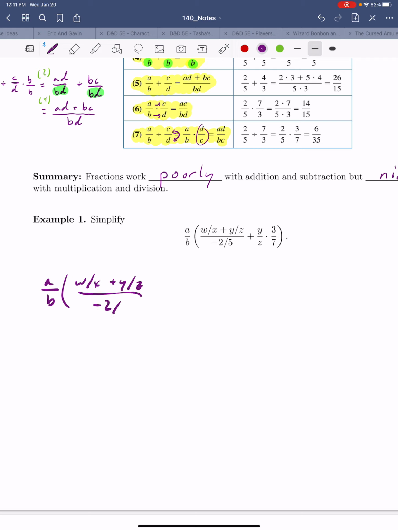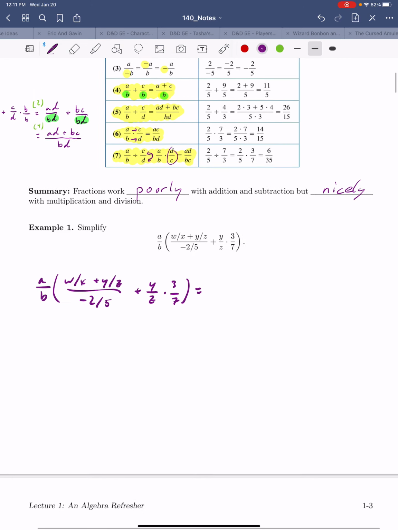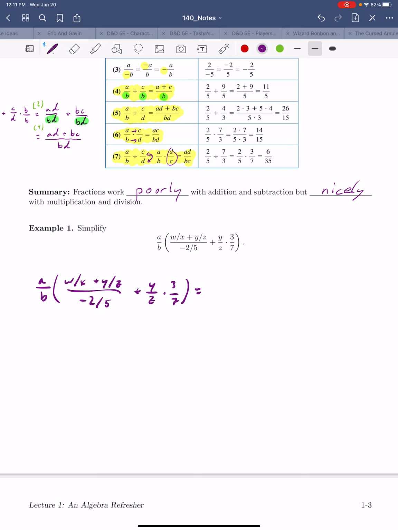Negative 2/5 plus y over z times 3/7. Now, just to be clear, I'm going to simplify as much as I can. It'll look more simplified. I won't have any parentheses. I won't have any fractions on fractions. I won't have any unnecessary multiplication symbols or anything like that. Let's see what we can do.